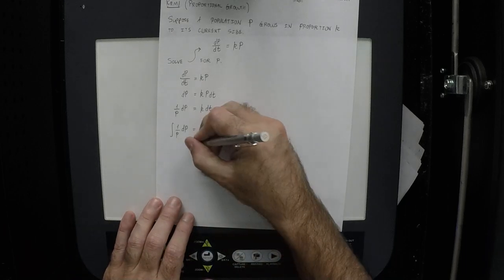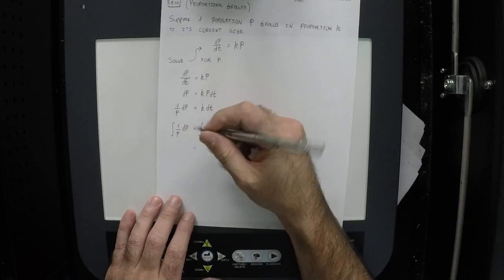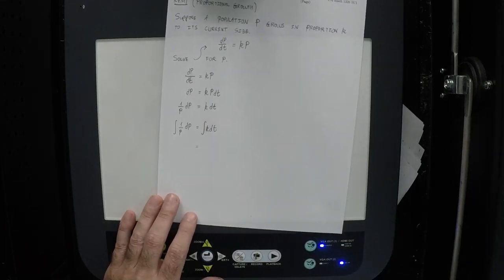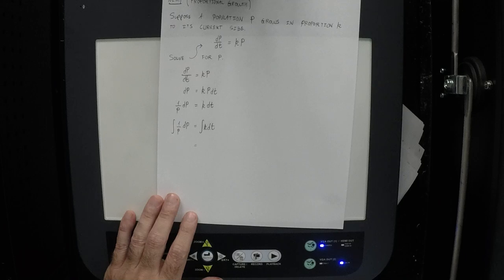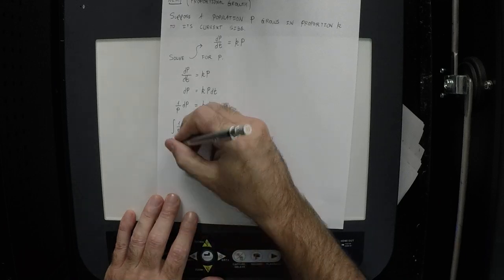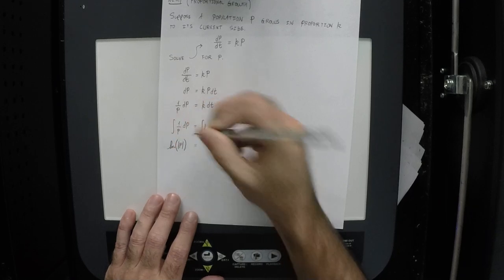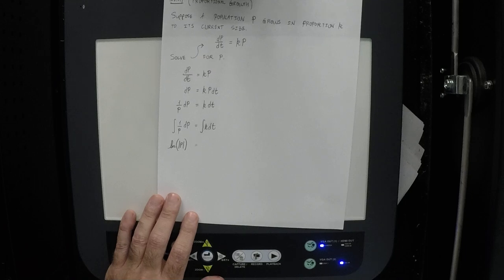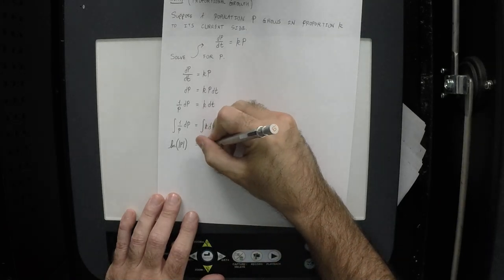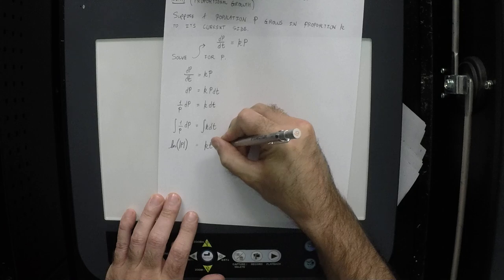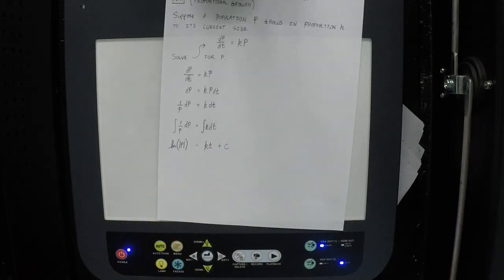Okay, so the right-hand side is easy enough. Well, so is the left-hand side, I guess. What's the antiderivative of the left-hand side? Very good. Log of absolute value of P. What is the antiderivative of the right-hand side? KT. And then plus a constant, because K itself is a constant.